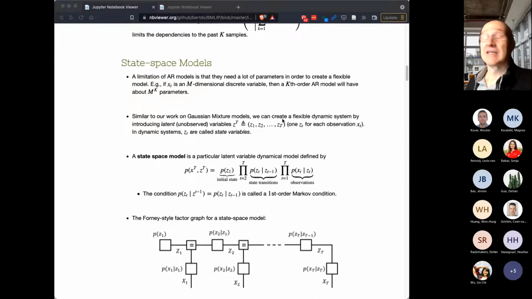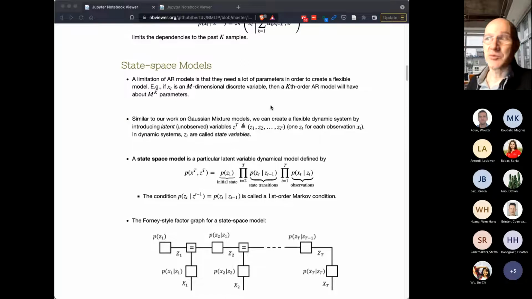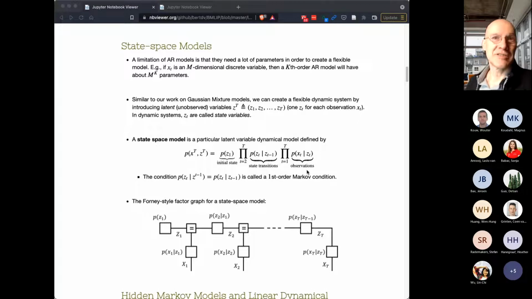And just like in the other models, we can add latent variables. And if we add latent variables, then we get something called a state space model, which is exactly the same model, state space models that you get in your control class and also in some communication classes.